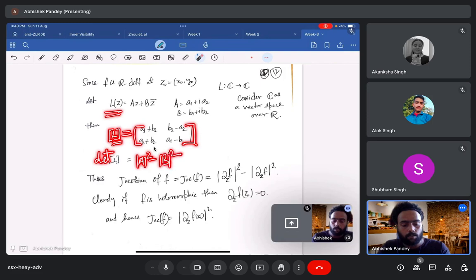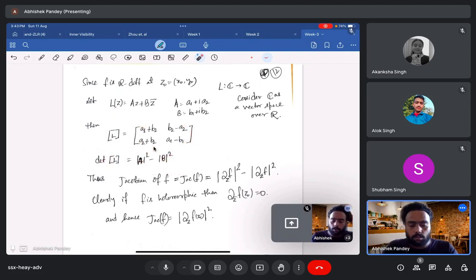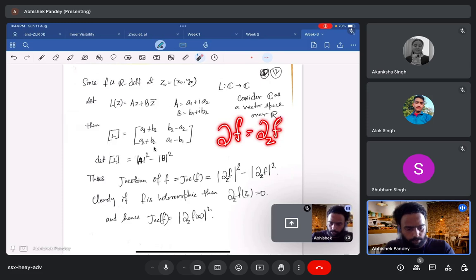Now, what is this? This is known as the Jacobian of f. What is this a? We have already seen that it is nothing but del f, which is del z of f, which is nothing but del f by del z. So we'll get this one minus this one.